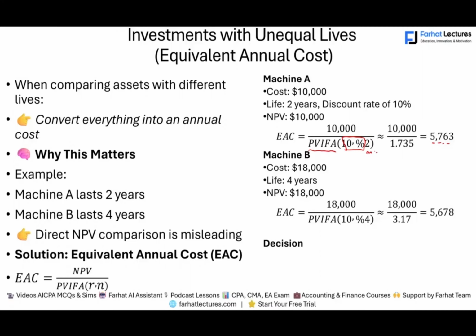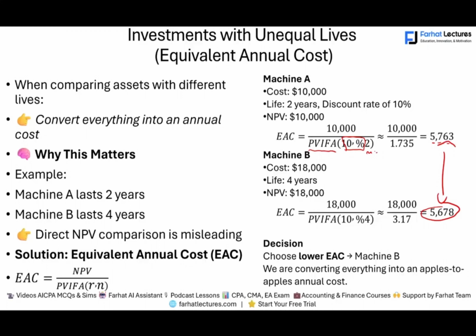Well, we're going to choose the lower of the EAC. Which one is the lower? This one here. Machine B is the lower. We are converting everything into apples to apples so we can make the comparison between those two by computing the equivalent annual cost, EAC. So this is the third use of operating cash flow.